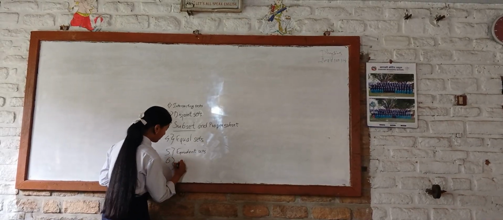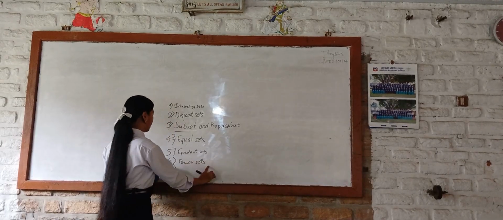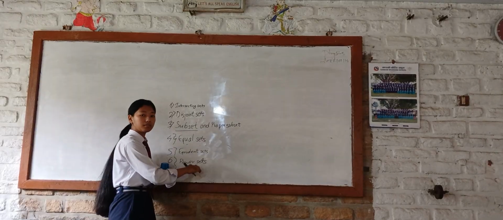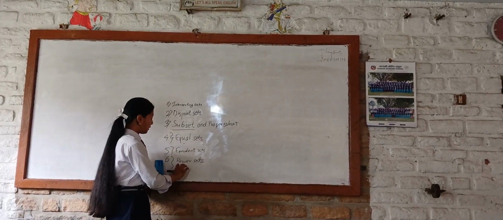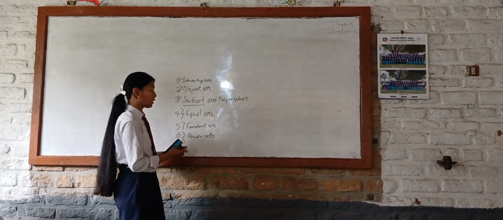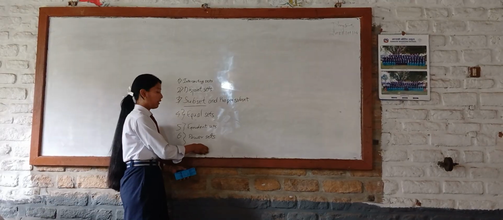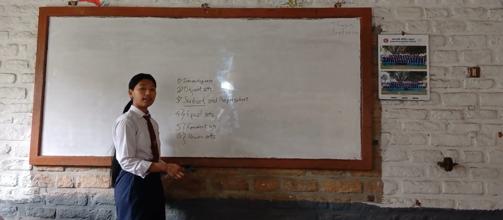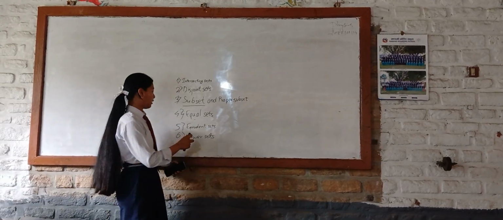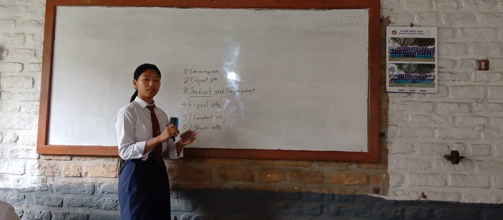And the next is power set. The power set is the set of the subsets. Power set means the set of the subsets, that is, all the subsets of the set A. So the power set means the set of all the subsets.